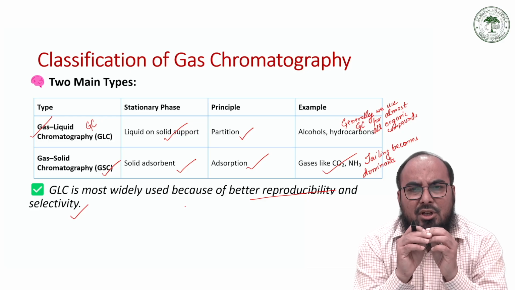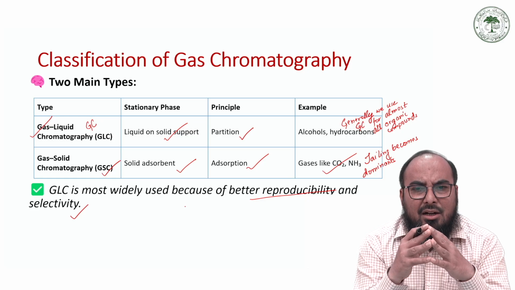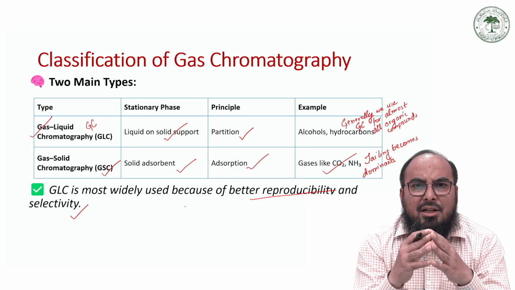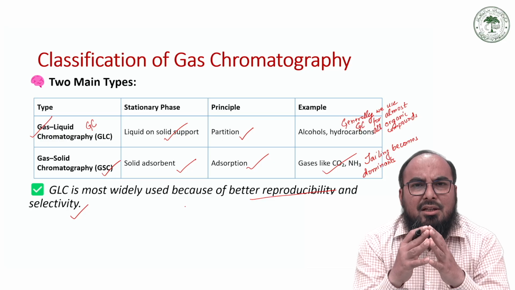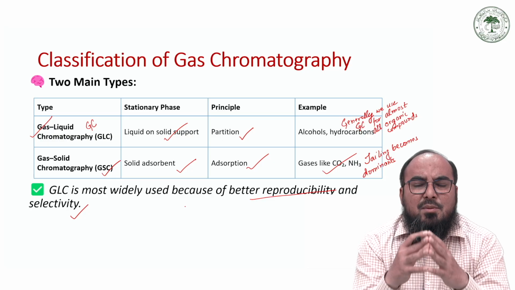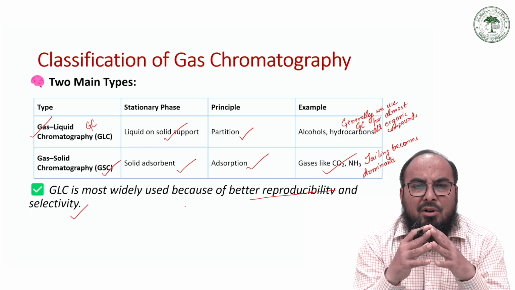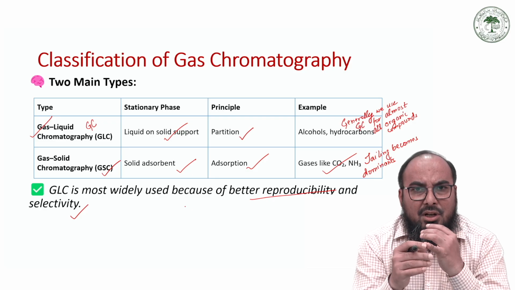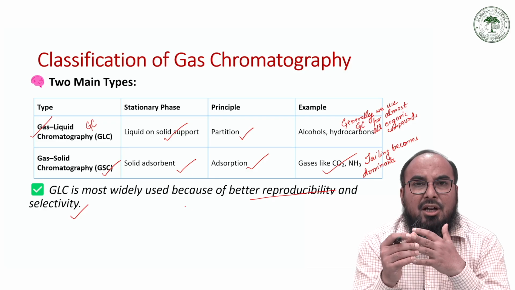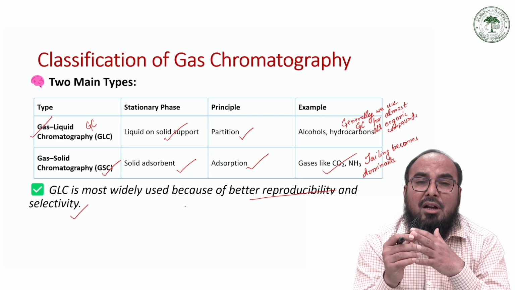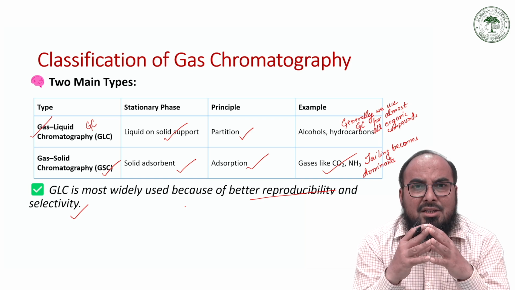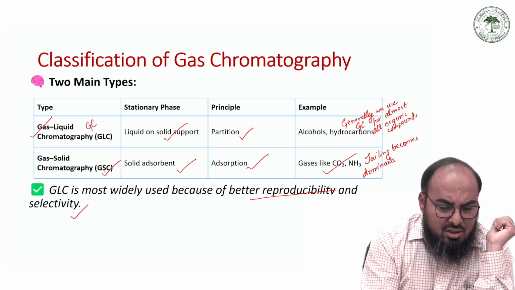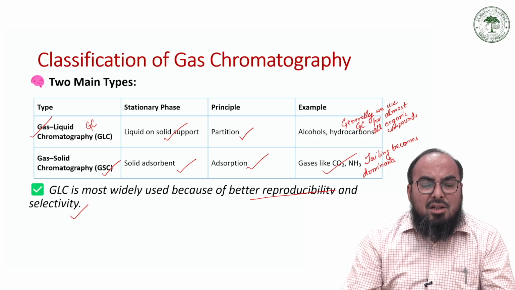So this type of separation gives you a selective separation, and we are going to see how this GC is better than our previous elution chromatography in terms of resolution, in terms of selectivity, in terms of lesser time for running the experiment. So we are going to see all these advantages of GC or simply GLC over elution chromatography as well as over GSC, that is gas solid chromatography.